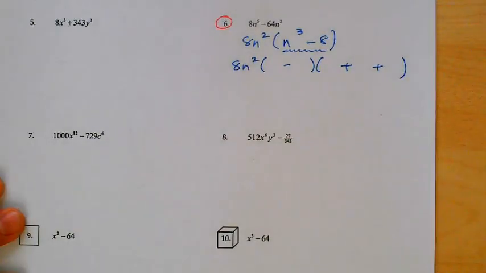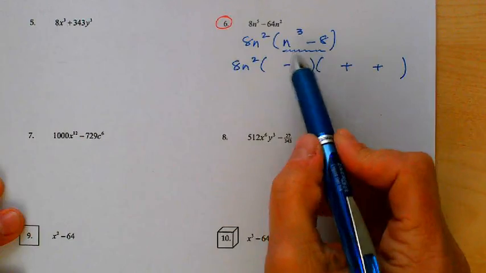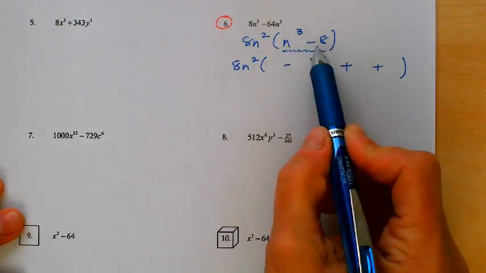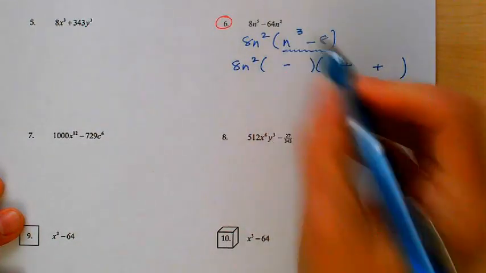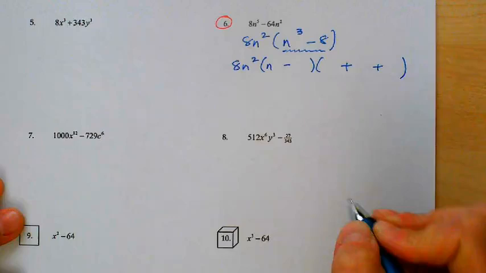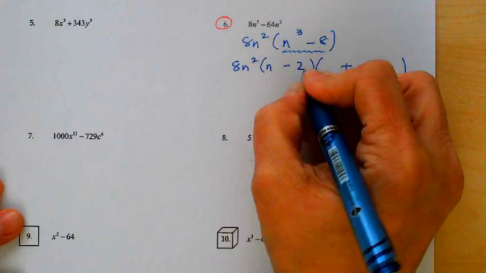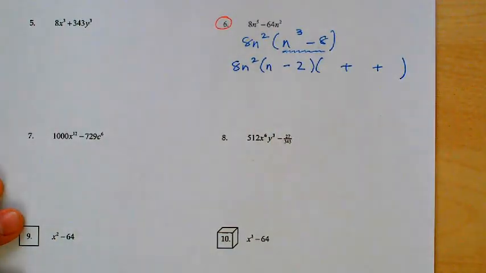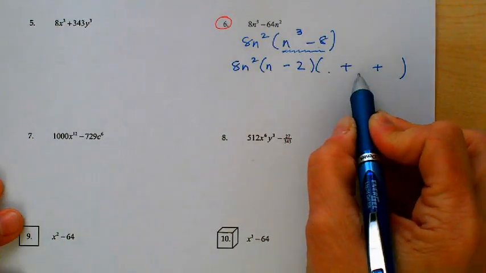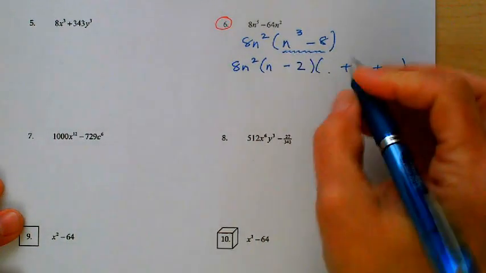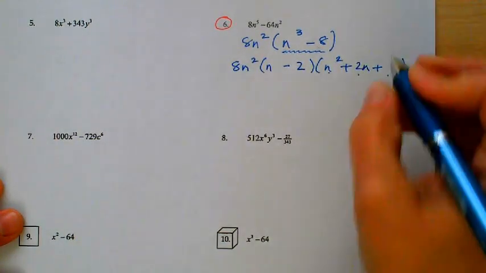All right, let's figure out what the first binomial contains. Well, that's pretty much always going to be what we cubed to get each of these. So what did we cube to make n cubed? N. And what did we cube to make 8? 2. So there's our first binomial. Looks pretty good. Now we need a square, a single product, and a square. So let's square the n. Let's make a single product, and let's square the 2.